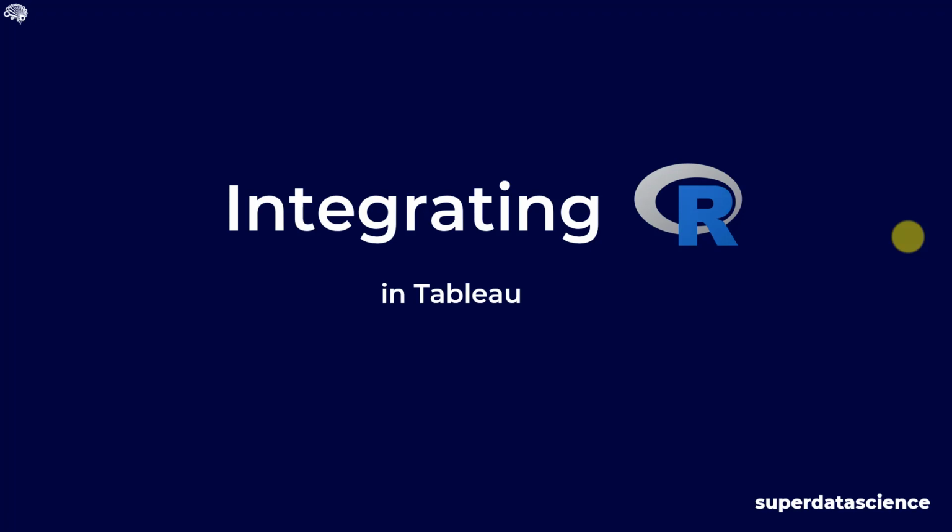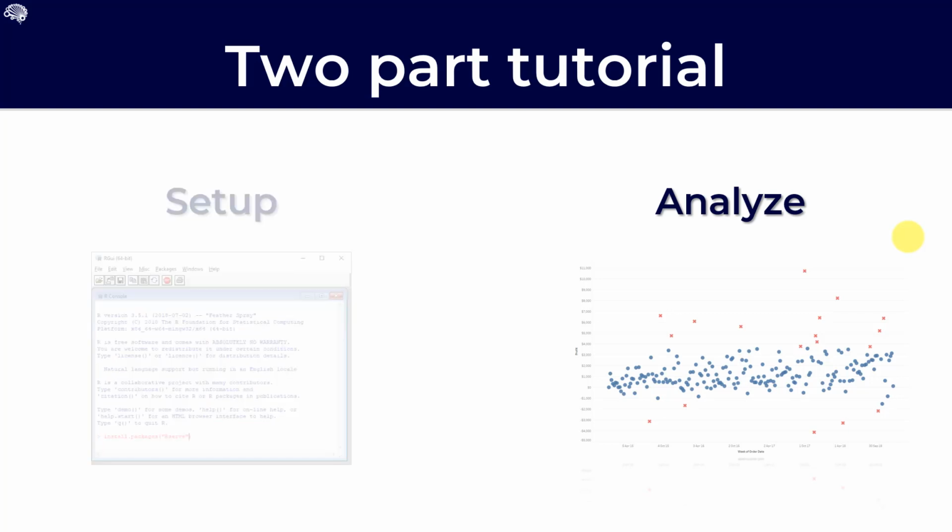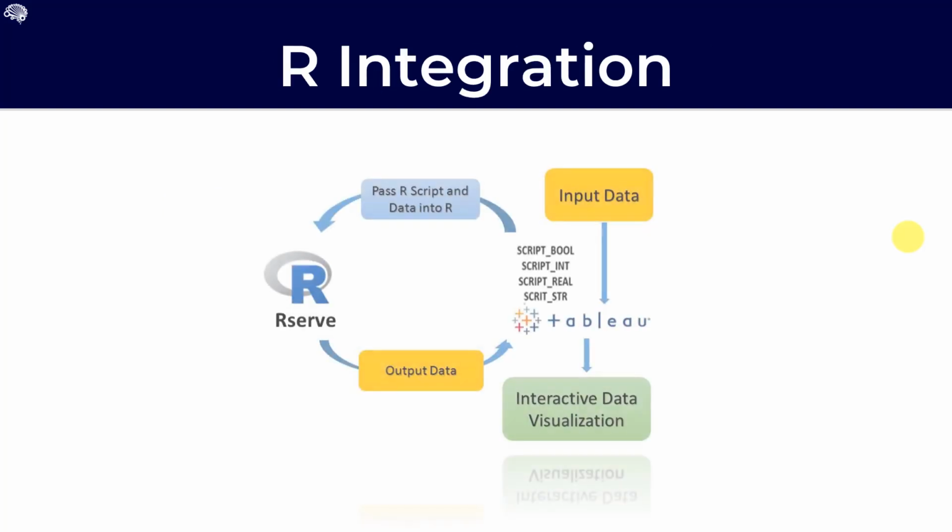Today we continue our tutorial on integrating R into Tableau. In the previous tutorial, we looked at setting up the integration between R and Tableau. For that, we needed to set up the RServe connection or the RServe package, which we've done already. And we looked at what else is needed for the integration. In today's tutorial, we will be looking at how to analyze data in Tableau using R packages, and we'll be looking at some outlier detection. But firstly, let's refresh our memory on how the R integration works.